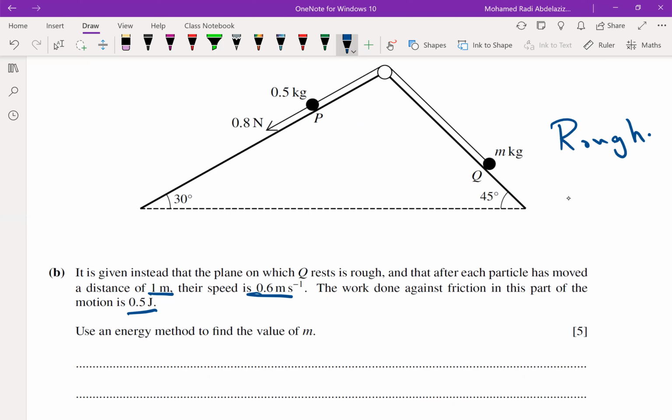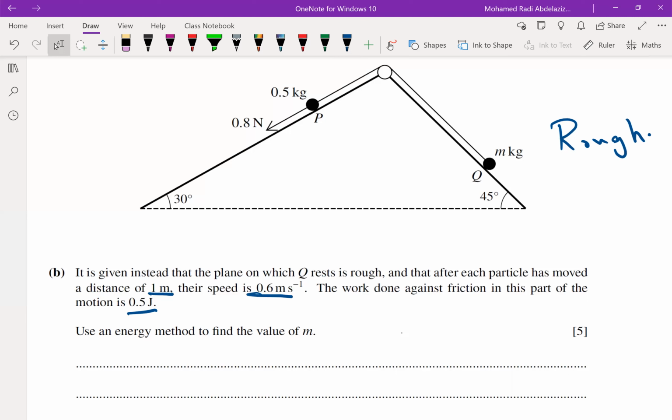We can try to solve part B exactly the same as part A: write the equation of motion of particle P, write the equation of motion of particle Q, then solve the equations. But it says use an energy method. Let's start by writing the equation of each particle, then write the equation of the system by using the energy method.